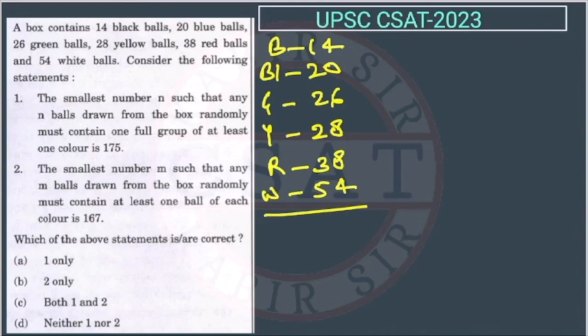Total balls will be 6 plus 4 is 10, 10 plus 8 is 18, 18 plus 8 is 26, plus 4 is 30, right? So 3 plus 1 is 4, plus 4 is 8, 8 plus 2 is 10, 10 and 8. So total 180 balls are there. Now the first statement: the smallest number n such that any n balls drawn from the box randomly must contain one full group of at least one color, right?